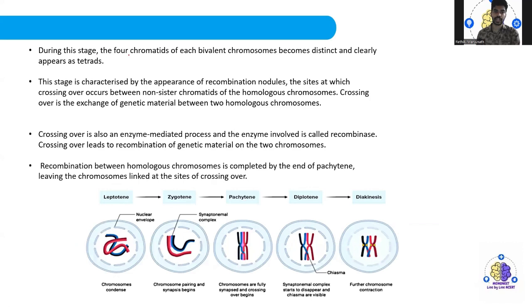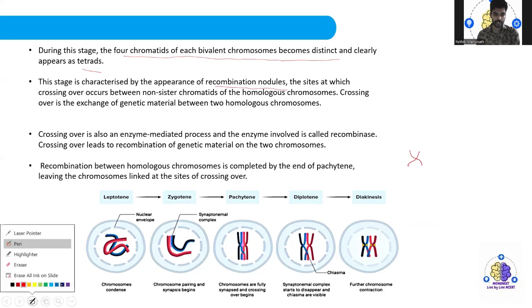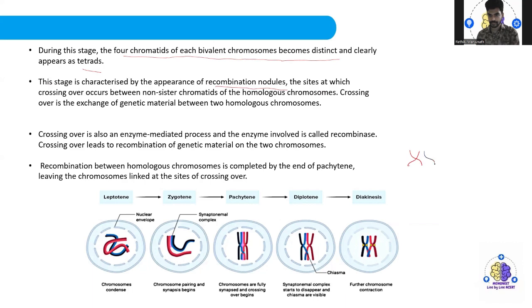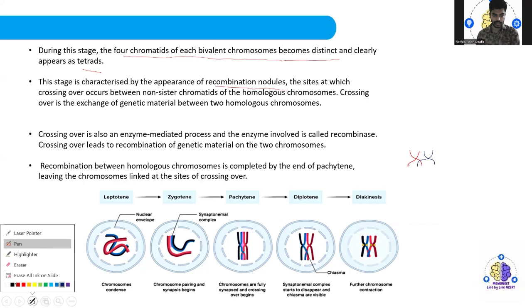So during this stage, what happened? The four chromatids of each bivalent become distinct and clearly appear as a tetrad. This stage is characterized by the appearance of recombination nodules, the sites at which crossing over takes place. Like we have these chromosomes here, this is a site where crossing over you are going to observe, like this.